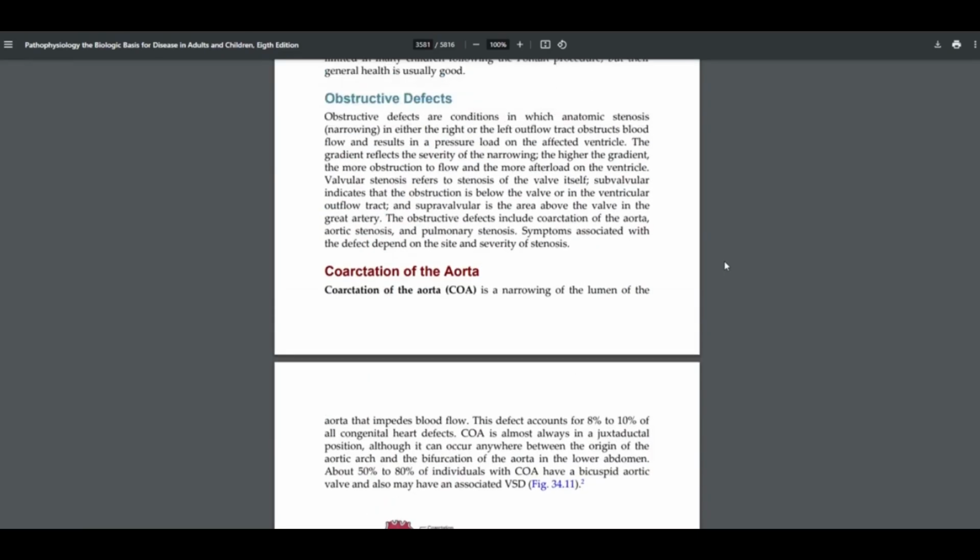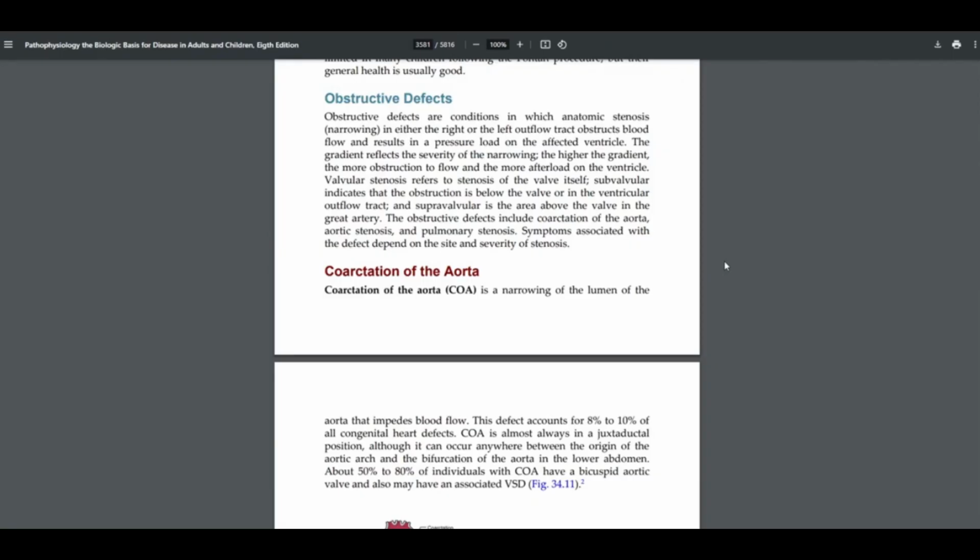This leads us to our obstructive defects. Obstructive defects are conditions in which anatomies, stenosis, or narrowing in either the right or the left outflow tracts obstructs blood flow and results in a pressure load on the affected ventricle. The gradient reflects the severity of the narrowing. The higher the gradient, the more obstruction to flow, and the more afterload on the ventricle.